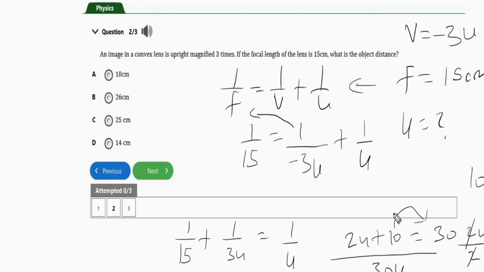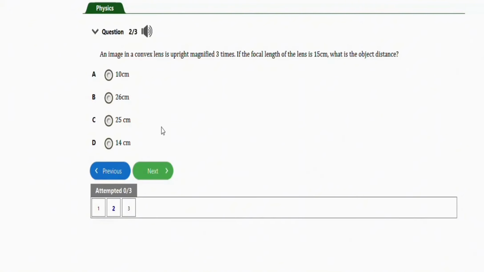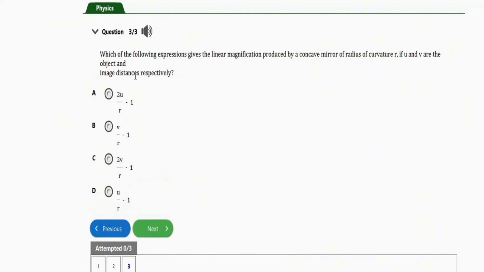Let's wipe this now and solve the last repeated question before we call it a class. Alright, so the last repeated question says, which of the following expressions gives the linear magnification produced by a concave mirror of radius of curvature r if u and v are the object and image distances respectively?